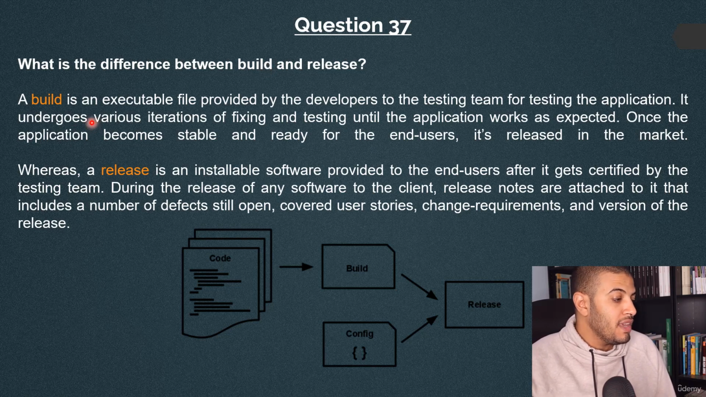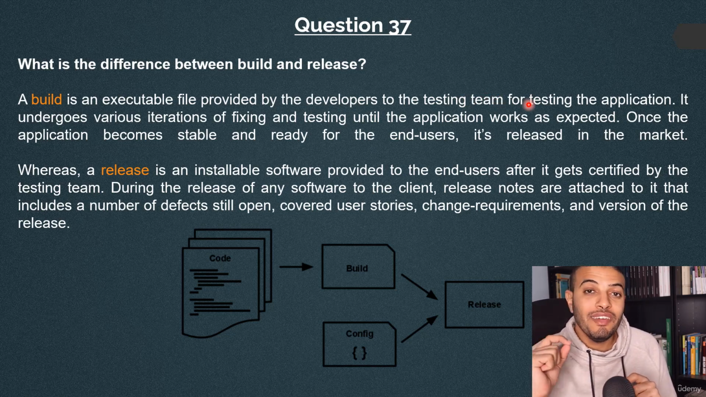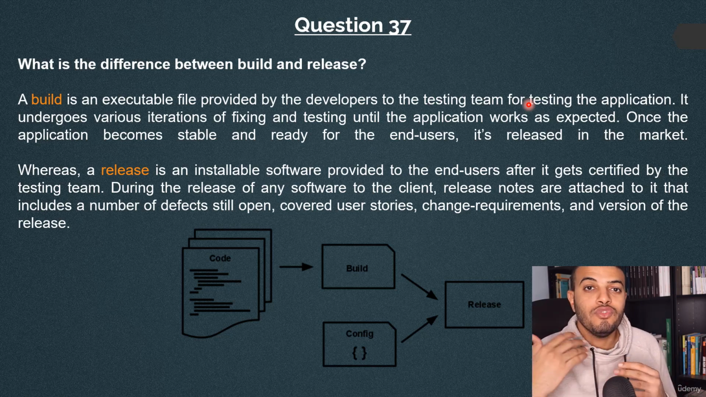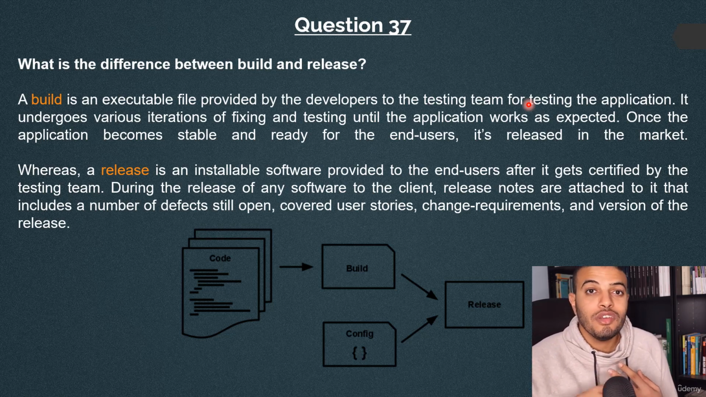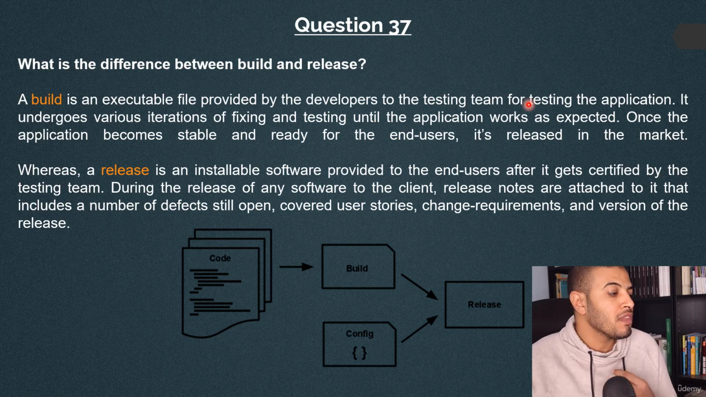So first, the build is an executable file provided by the developers to the testing team for testing the application. So if the developer delivers you a file or a program so that you can test it, this is called a build. Okay, this can be an Android application, an APK, or an iOS version, or a link to a website. So it undergoes various iterations of fixing and testing until the application works as expected. So this build is expected to have defects, and your goal as a tester is to find those defects for the developer to solve them.